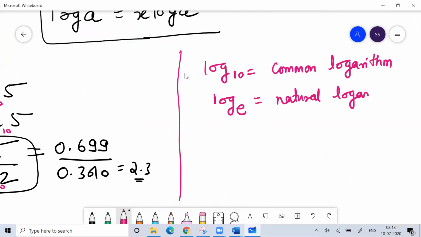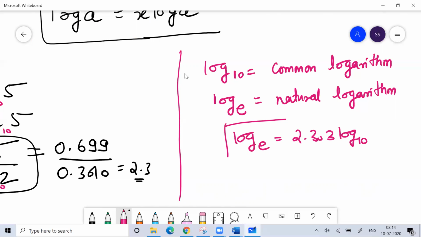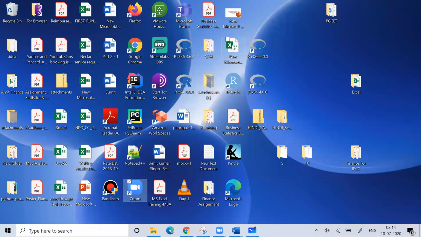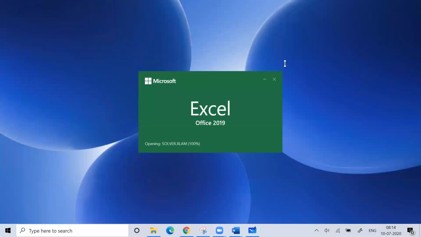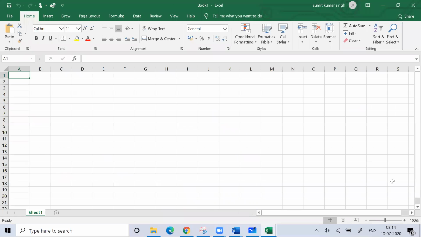Natural. And the relation between them is log base e is equal to around 2.303 of log base 10. So this is the relation between them. Is log e the same thing as ln? Correct. That is what we use in a scientific calculator. Even in MS Excel, if you use it, that is written as ln only.